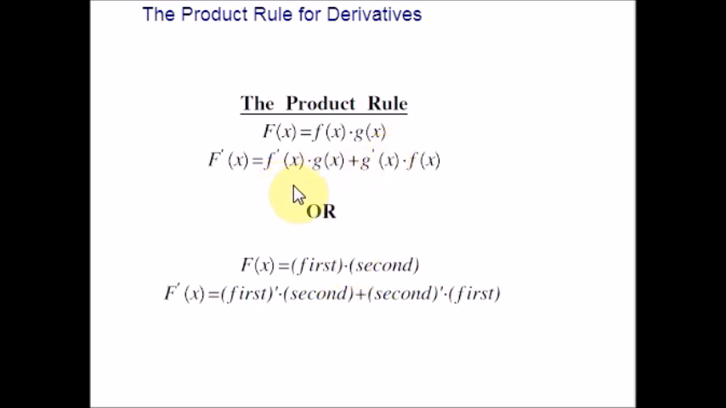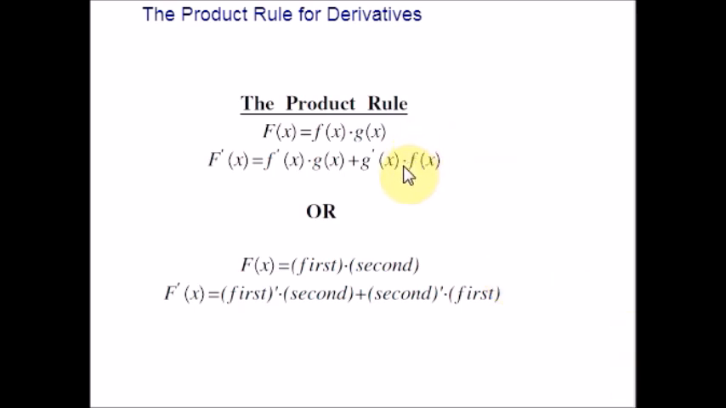The product rule says that the derivative of the product of two functions is the first function times the derivative of the second function plus the second function times the derivative of the first function. So this is the product rule formula. Here you can also take the first function as first and second. So if you look at this type, you can easily remember the product rule formula.